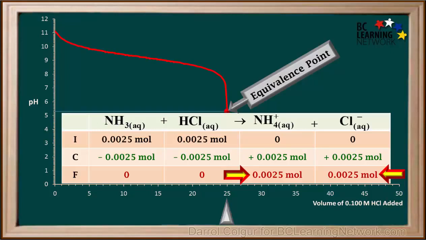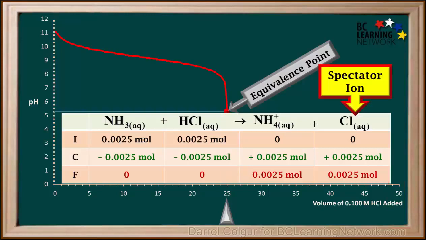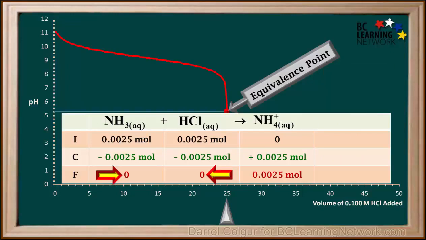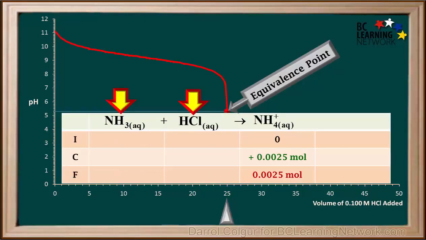both NH4+ and Cl-. Because the Cl- ion is the conjugate base of the strong acid HCl, it is a spectator ion and will not affect the pH. So we'll eliminate that from our table. Once the reaction at the equivalence point is complete, there is no longer any NH3 or HCl present. So we'll also eliminate these from our table of what is present at the equivalence point.